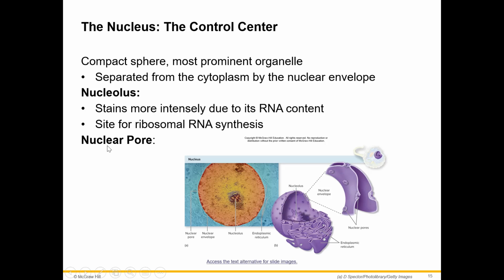The nuclear envelope is simply the boundary of the nucleus. Nuclear pores are holes in the nuclear envelope, and they allow substances to move into and out of the nucleus. The nucleolus stains more intensely due to its RNA content, so it's the dense part in the center of the nucleus, and this is the site for ribosomal RNA synthesis. Your ribosomes are made up of some protein and ribosomal RNA, or rRNA, and they're made in the nucleolus.